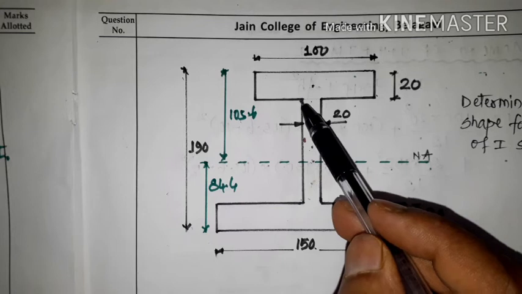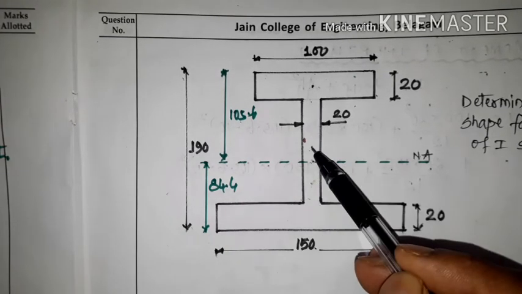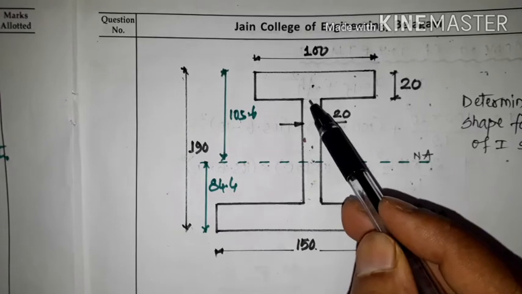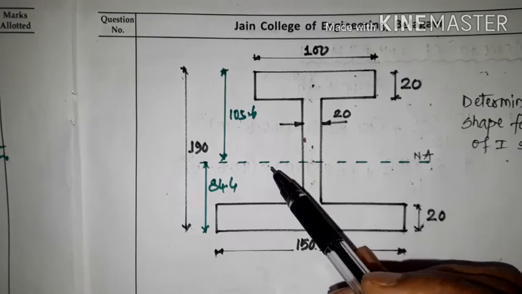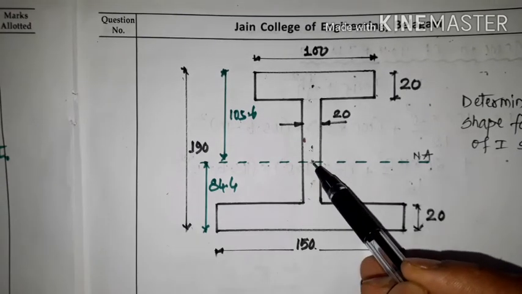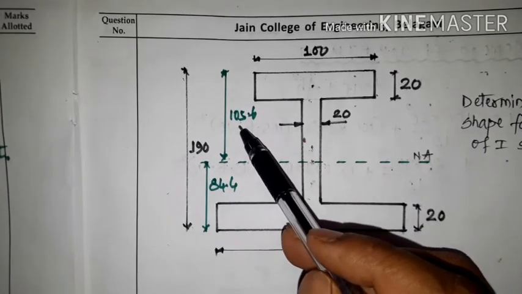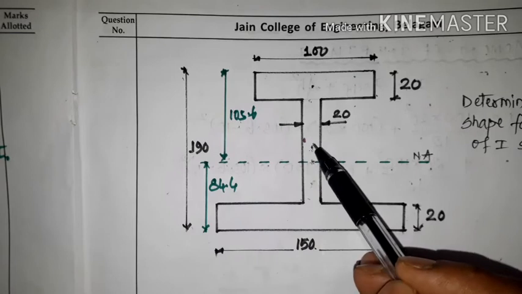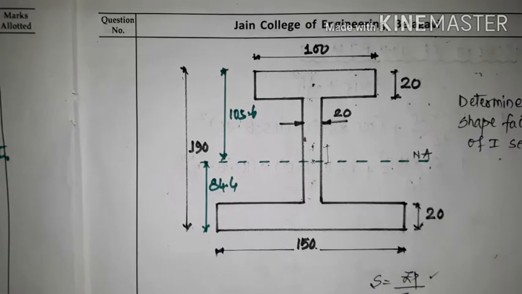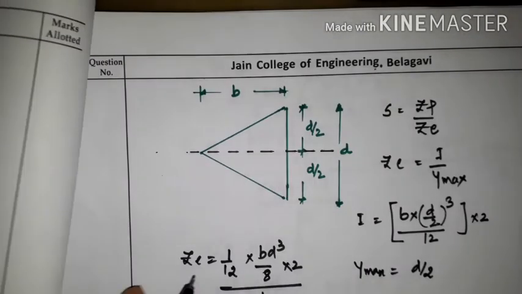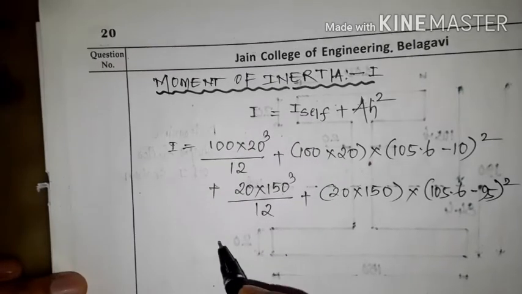This total is 150, so divided by 2, this will be 75 from here to here. So 75 plus 20 is 95. Now this is 95 and this is 105.6. So 105.6 minus 95, you will get this distance. Okay, understood? So we have used 105.6 minus 95 whole square.